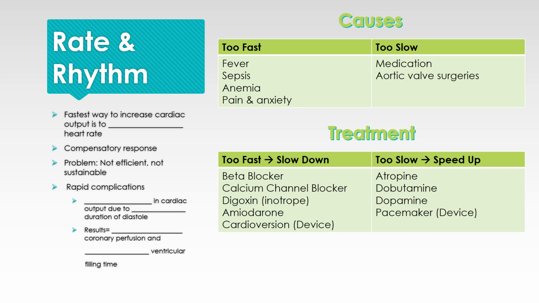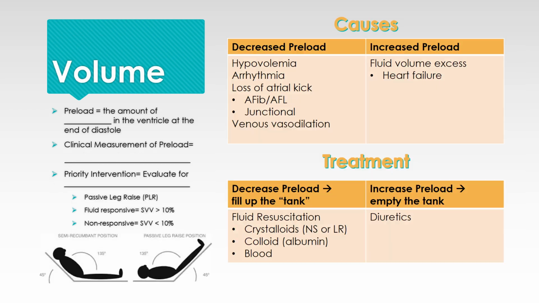Then on the flip side, treatment for if the heart's going too slow, we've got to speed it up. Some of the medications that we can use to speed up heart rate are atropine, which is a medical emergency drug, dobutamine, dopamine, and then a pacemaker, which is technically a device.